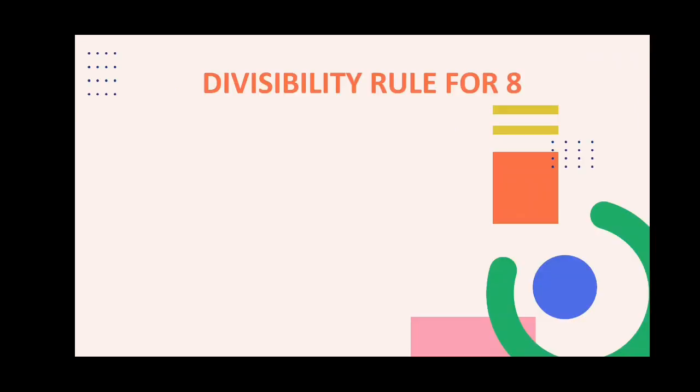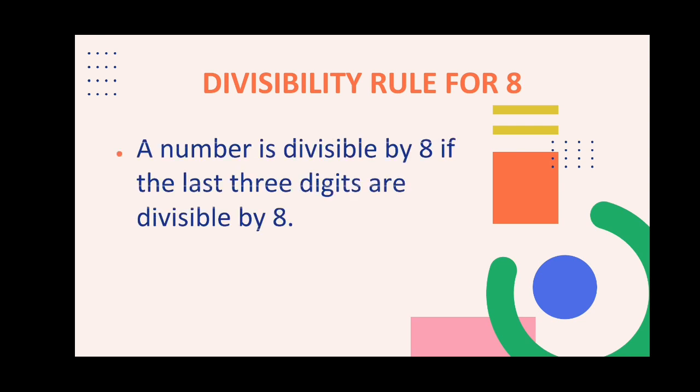Now let's proceed with the divisibility rule for 8. A number is divisible by 8 if the last three digits are divisible by 8. So pareho lang sila halos ng divisibility rule for 4. Ang difference lang nila, yung last three digits naman ang titingnan natin. So yung last three digits will be divided by 8 at kapag walang remainder, ibig sabihin divisible siya by 8 at kapag may remainder naman, that means hindi siya divisible by 8.